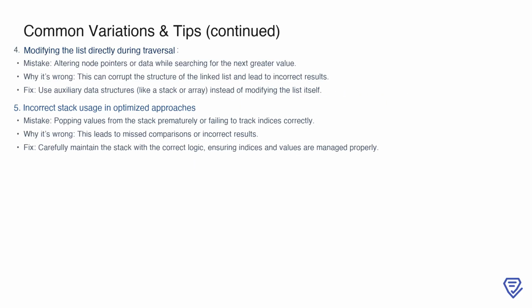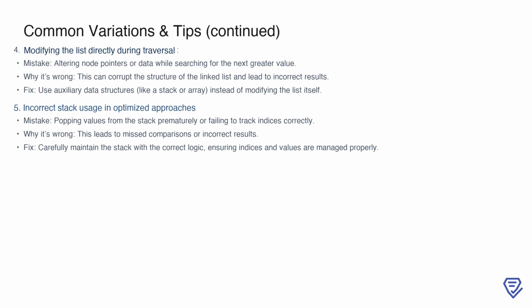Another mistake to avoid is modifying the linked list directly while trying to determine the next greater node. Changing node pointers or data during traversal can corrupt the list structure and produce incorrect results. It's better to use auxiliary data structures, such as a stack or an array, to store intermediate states.